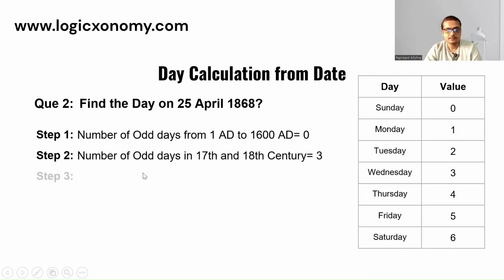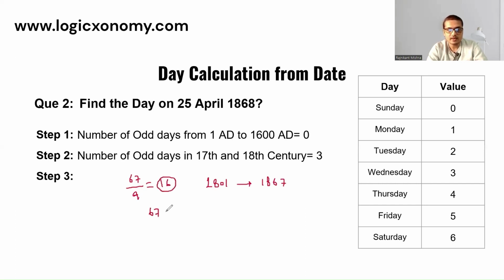Now step number 3. Here we have to calculate the number of odd days from 1801 AD to 1867 AD. There are total 67 years, out of which 16 are leap years and the rest 51 are non-leap years. 16 into 2 odd days per leap year, 51 into 1 odd day per non-leap year, by 7. 16 by 7, remainder is 2. 51 by 7, remainder is 2. 2 into 2, 4. 4 plus 2 is equal to 6. 6 by 7, remainder is 6.